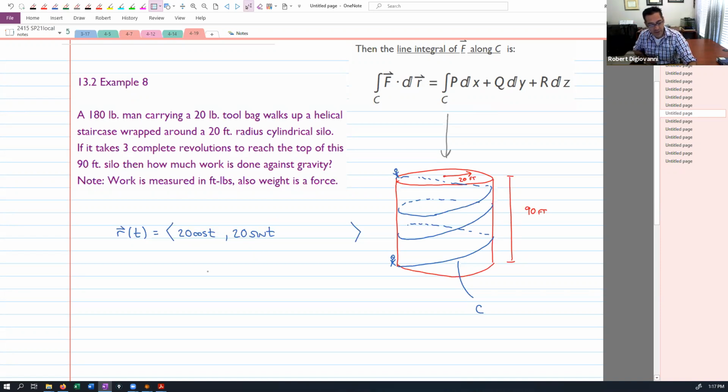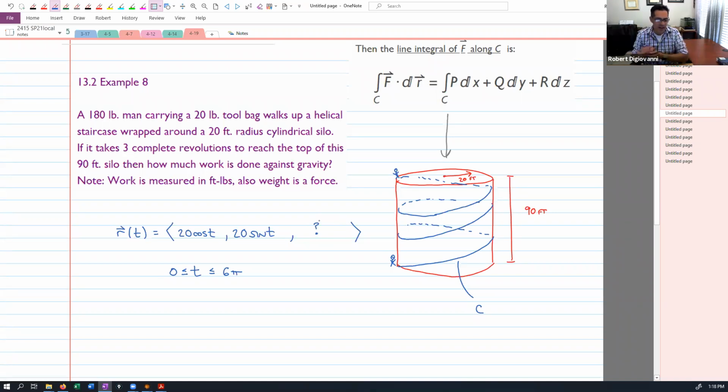Now, if I do this and I restrict T between 0 and 6 pi, that will draw me 3 circles, won't it? One on top of the other, on top of the other. However, I don't want to draw them right on top of one another. As I draw them, I want to move up, and I want to move up linearly. So this is one of the hard parts of the problem: what is the Z component?